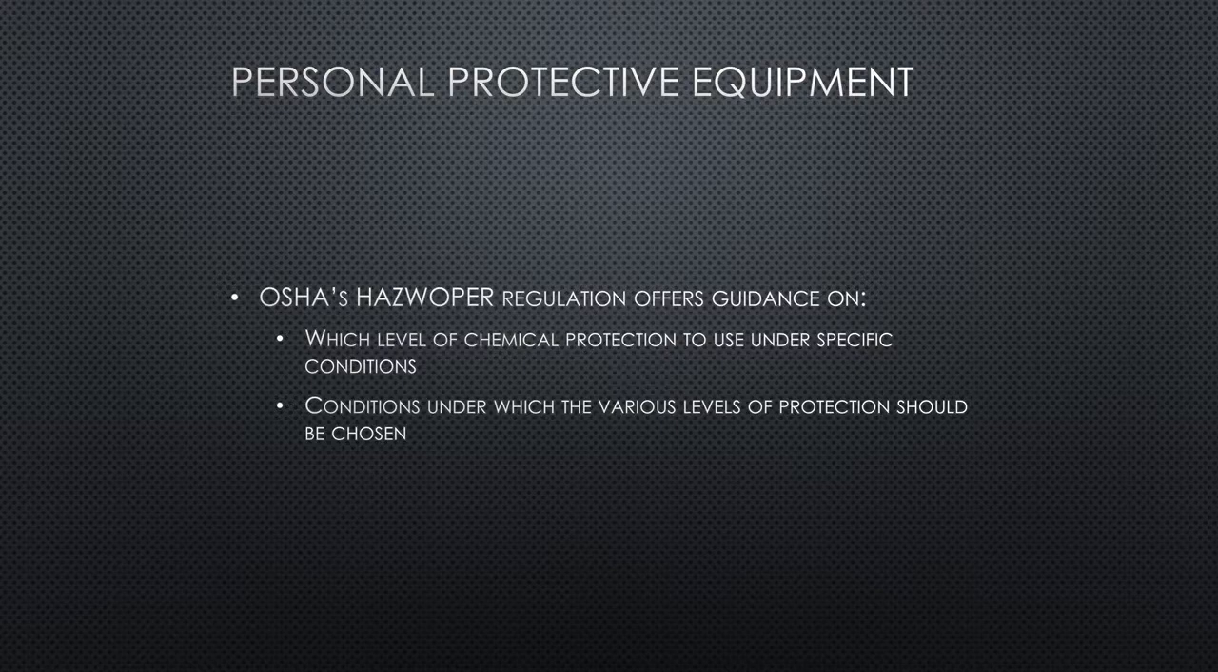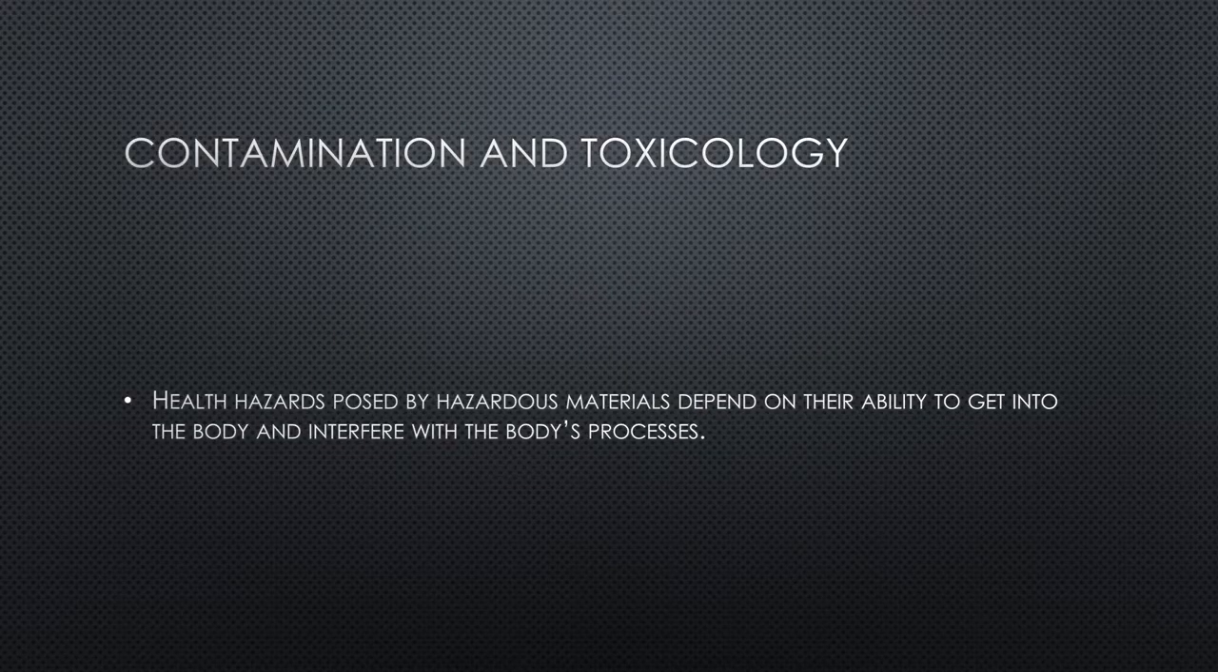And then we have HAZWOPER, as I mentioned in the first video lecture. OSHA's HAZWOPER regulation offers guidance on which level of chemical protection to use under specific conditions. So whether you're going to need a level A or level B suit, depending on that different situation. Conditions under which the various levels of protection should be chosen. The HAZWOPER courses will help you determine which level suit you want to wear in each different situation.